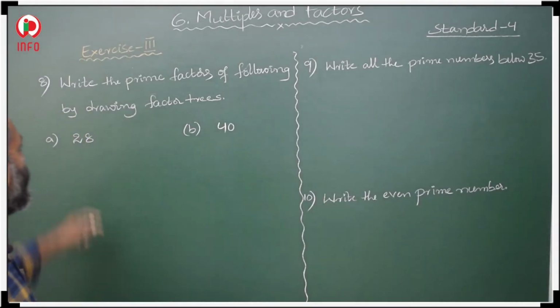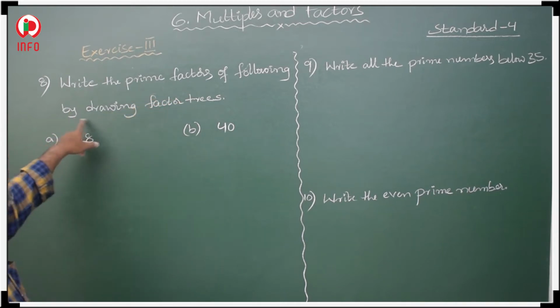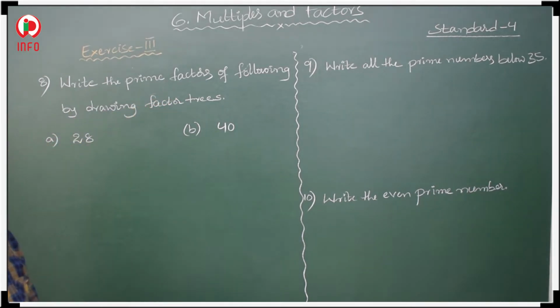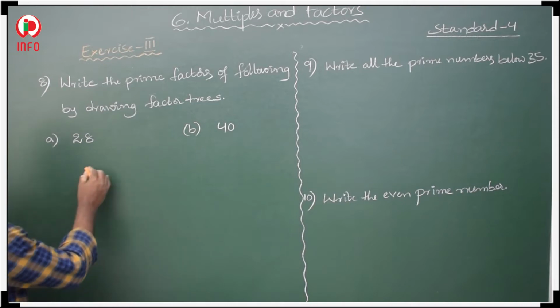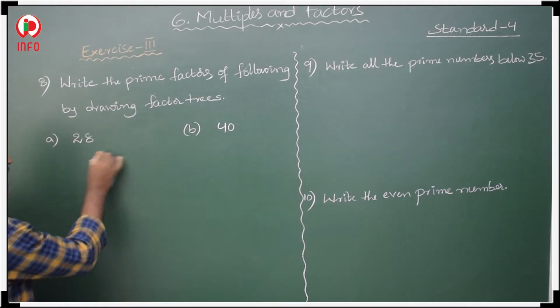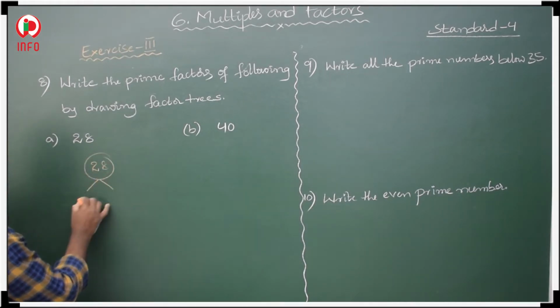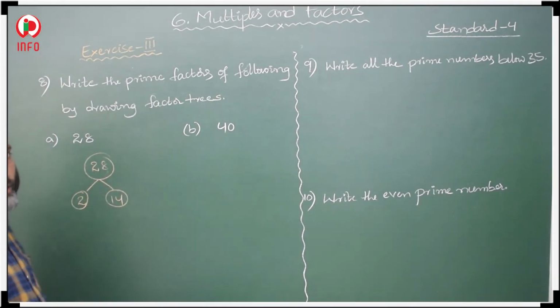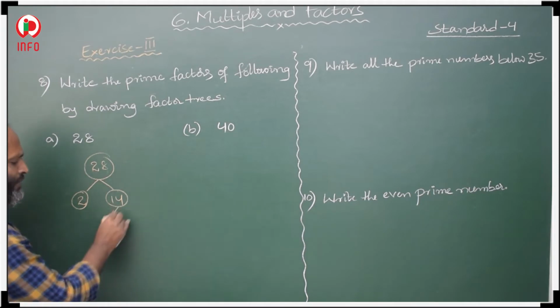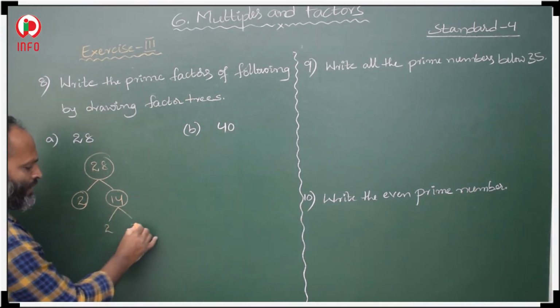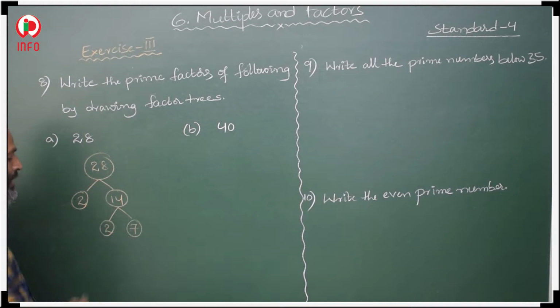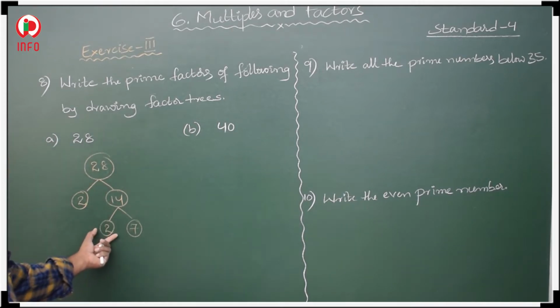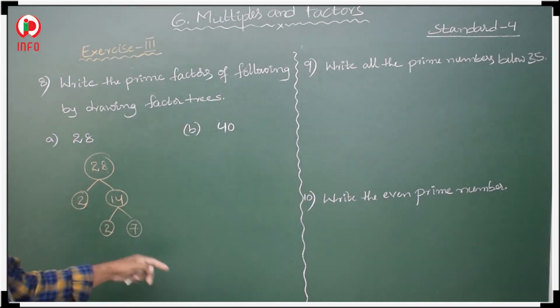Now next question, write the prime factors of the following by drawing a factor tree. Just like before, we did the same with 28. First we take 28 into the table, and we get 2 14s are 28. Next, after that 14 we have to split, 2 7s are 14. Then we can't split this 2 and this 7, so these are the prime numbers.